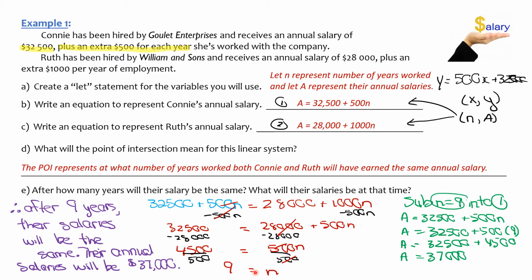Then once they got to 9 years, they were tied. Then after 9 years, the other one pulls into the lead. That's how a point of intersection works, right? If you have one line here and another line here, and our point of intersection is right here, there's always one line below the other, and then it switches at the point of intersection. So if Connie was making less money, then at 9 years they were making the same amount, and then at 10 years Connie would have been making more money. So it always switches. So that's what we have found here.